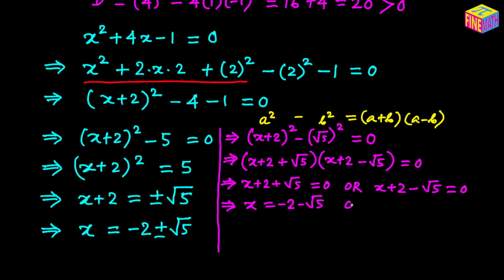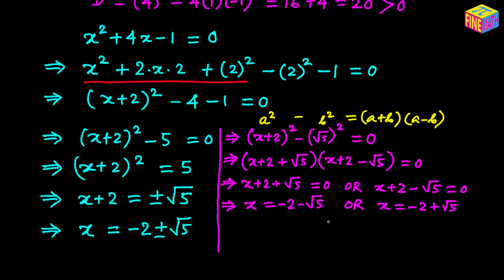So from here we can say x could be −2 − √5, or x could be −2 + √5. And that's exactly what we got originally also. So in both cases we still got the same roots, and it's working out exactly the way we wanted.